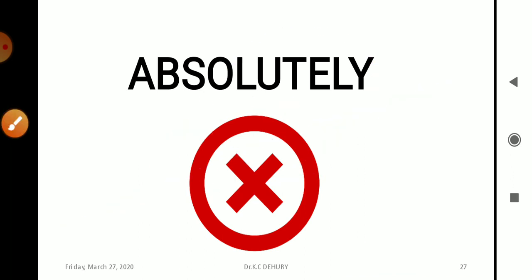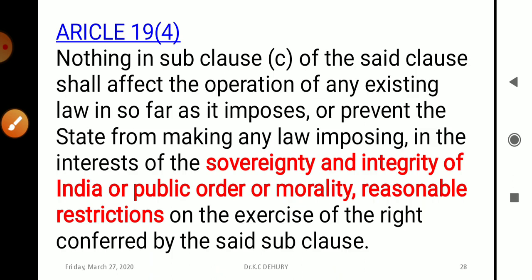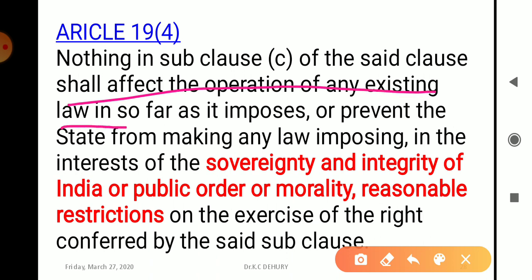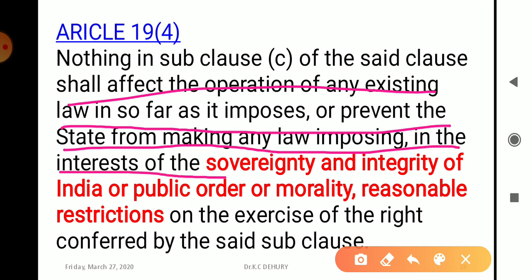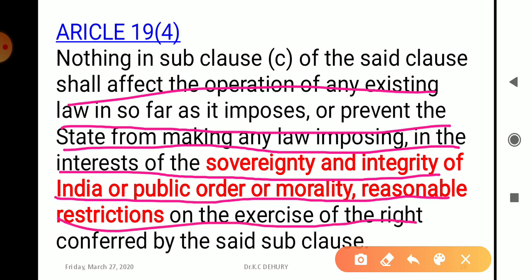Article 19 sub-clause 4 says: nothing in the said sub-clause shall affect the operation of any existing law, or prevent the state from making any law imposing, in the interest of the sovereignty and integrity of India or public order or morality, reasonable restrictions on the exercise of the right conferred by the said sub-clause.